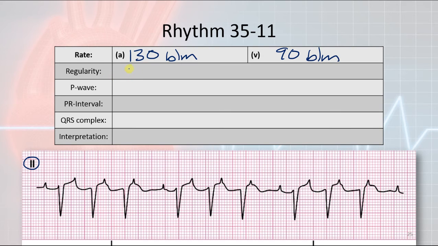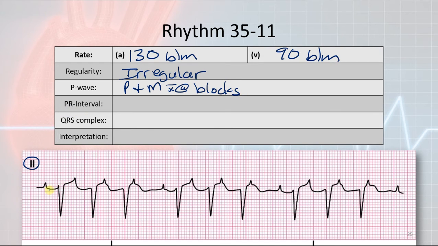So the regularity is going to be irregular. Because you have groupings of 3 right here, you can say that it's regularly irregular if you wanted to. P waves, they are present and they are married, except at the blocks.